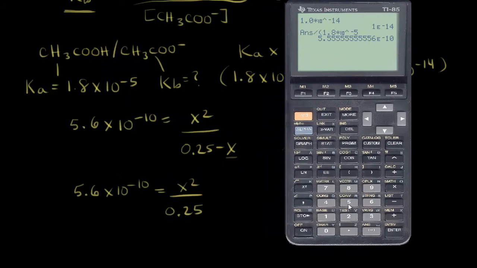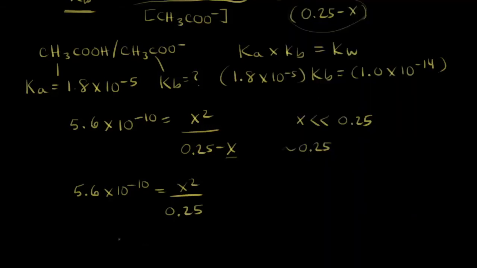All right, so we have 5.6 times 10 to the negative 10, and we're going to multiply that by 0.25. And so we get 1.4 times 10 to the negative 10. So we now need to take the square root of that number, right? And that gives us x is equal to 1.2 times 10 to the negative 5. So let's go ahead and write that here. So x is equal to 1.2 times 10 to the negative 5.